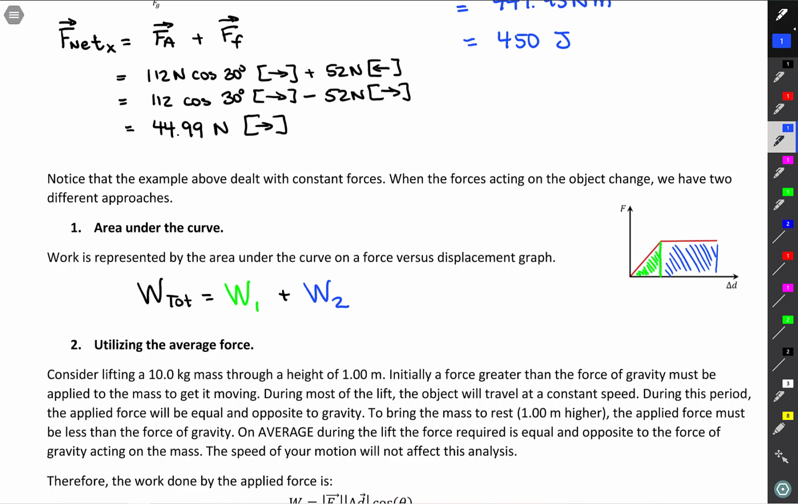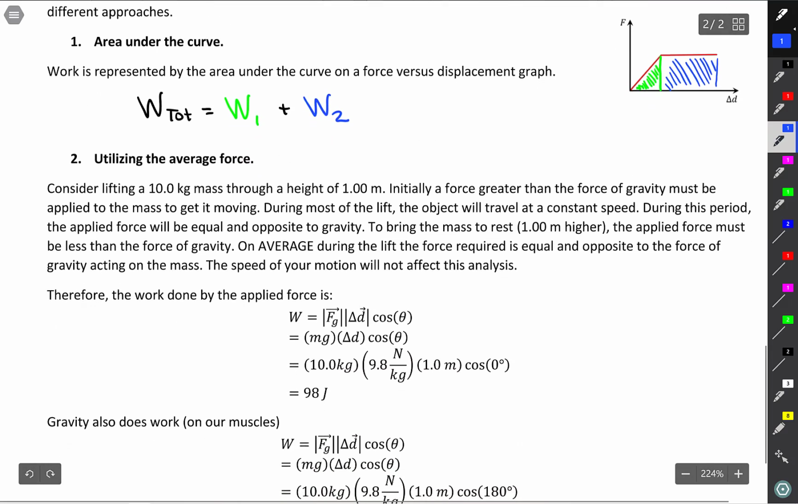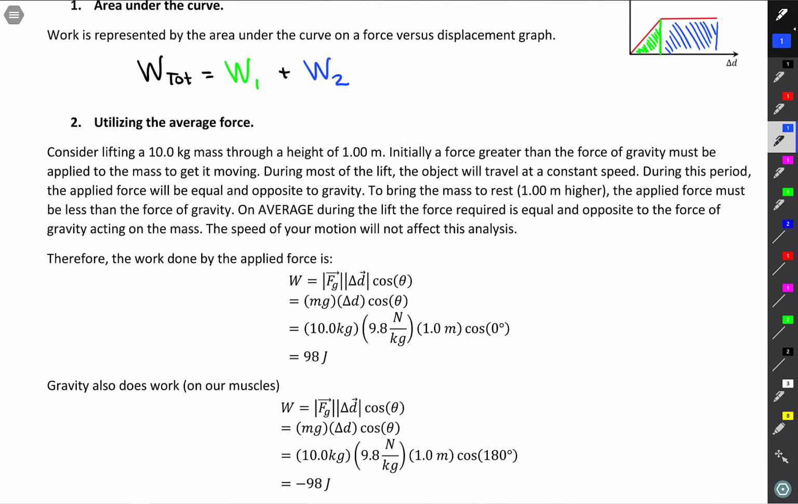What if I didn't have a graph? What if I just had a situation where I was lifting a 10 kilogram mass up into the air by 1 meter? Thinking about this situation, initially you would have to have a force greater than gravity to get this box moving, so that would be an acceleration. But once I get it moving, I lift it at a constant speed through the air, and then I come to a stop. While I'm moving it at a constant speed, the force of gravity is equal to the applied force, so the applied force is equal in magnitude to the gravity force.